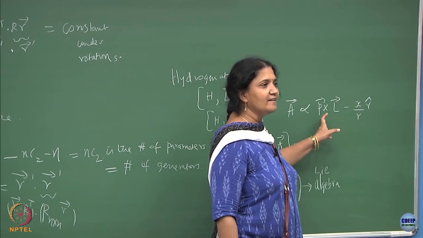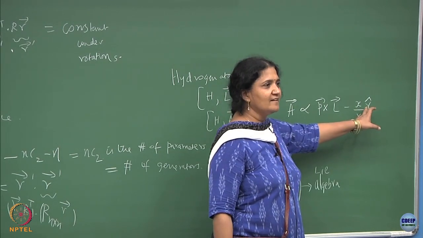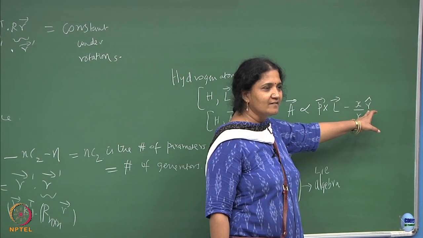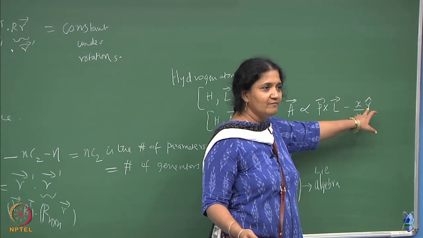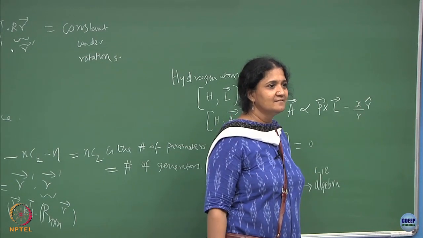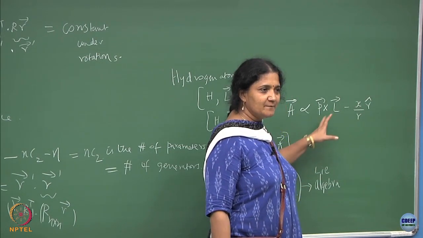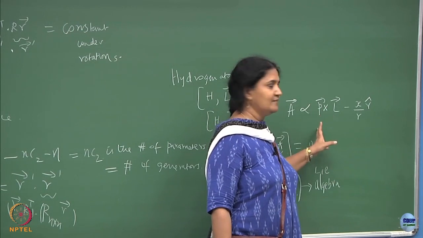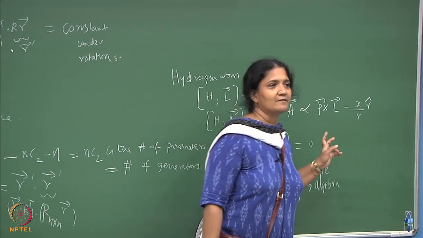It changes sign. This anyway changes sign, this is a unit vector, position vector. If this changes sign, you know it is a polar vector. You cannot add a polar vector and an axial vector. L is an axial vector, but P cross L is a polar vector. So, this is going to be a polar vector.